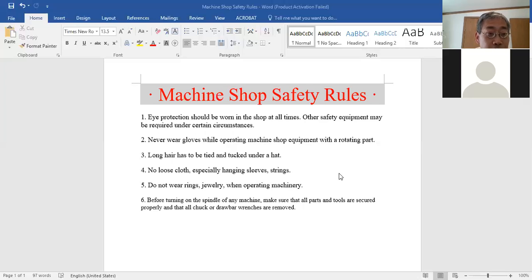And number five, do not wear rings or jewelry when operating machinery. That not only applies to the machine shop, but to any machines. You don't want to wear that. I know locally, for example, if you go to Boehringer Ingelheim, they have GMP, good manufacturing practice, and they have food and drug manufacturing. You cannot wear rings or jewelry. You cannot wear those in the shop either. GMP specifically requires you to take rings off when you go into manufacturing places.